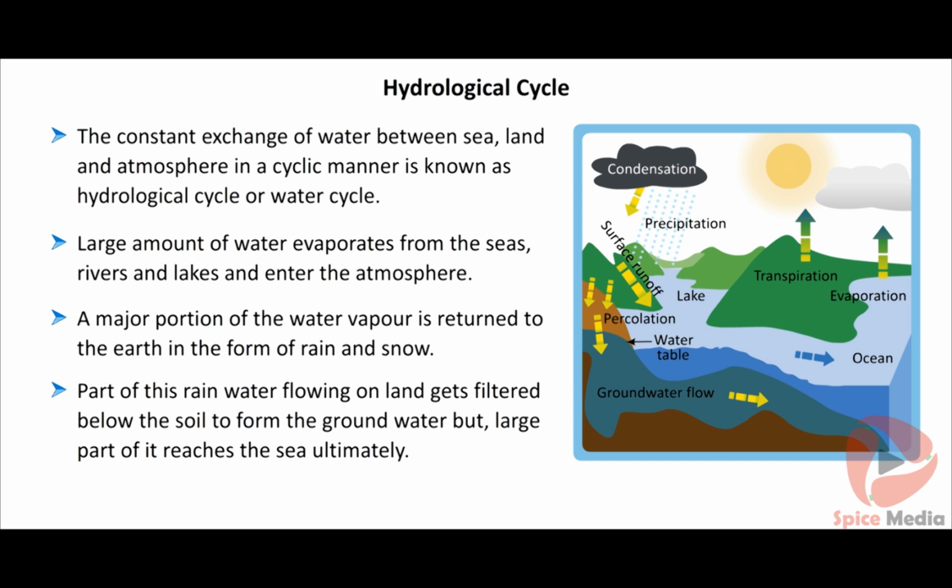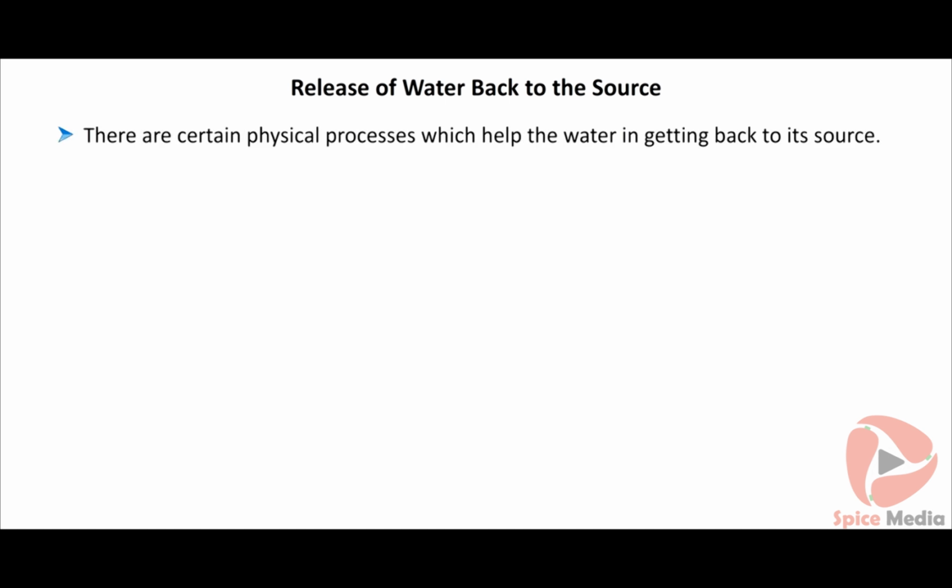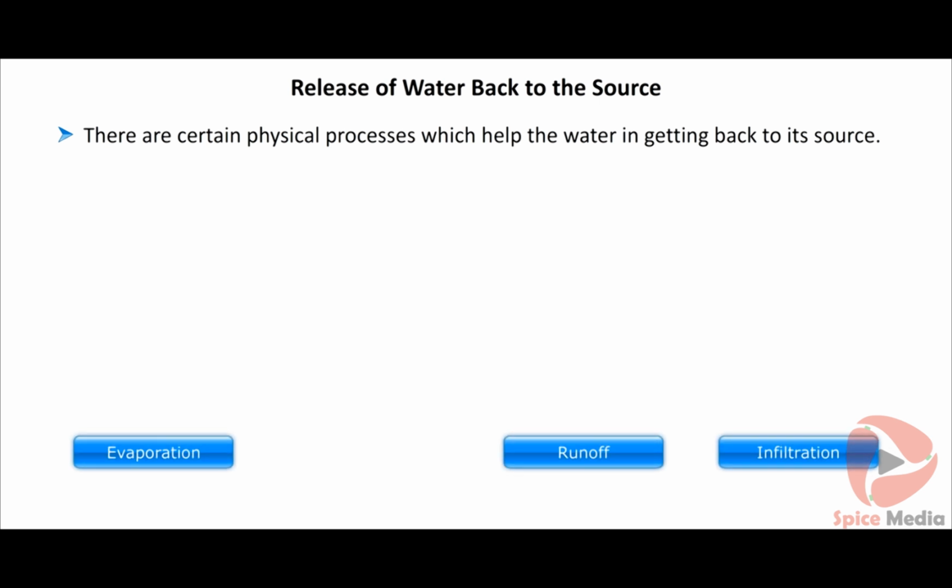Click the animation button to view the steps involved in water cycle. Do you know how the water gets back to its original source, may it be land, atmosphere, or sea? There are certain physical processes which help the water in getting back to its source. Click on the buttons to view the description.